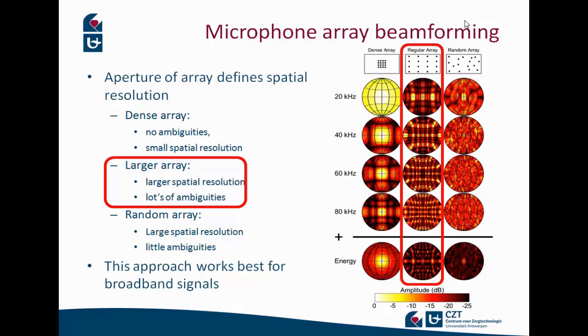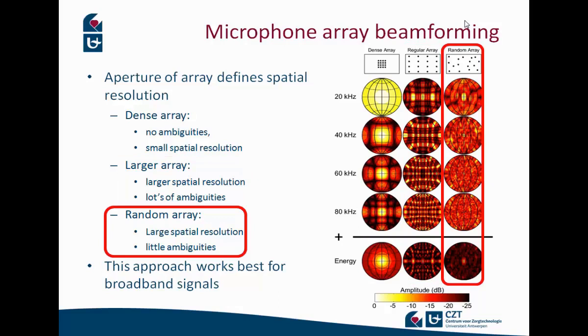So when you randomize the array, you also get grating lobes in each individual frequency, but they don't move spatially in a regular pattern because the array is random. So if you look at the energy, if you integrate over the complete frequency band, you get one main lobe with a continuous level of side lobes, basically. That's what you see at the bottom here.